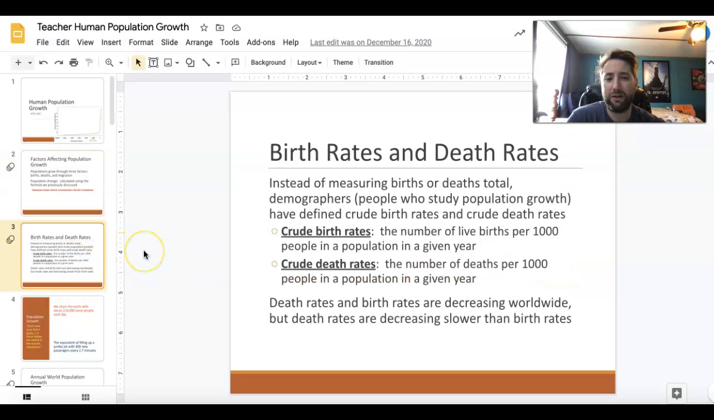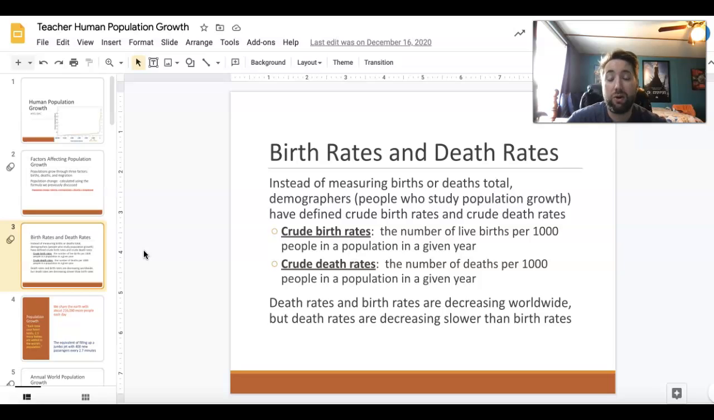So let's talk about birth rates and death rates. In a specific country, they are going to measure how many people are born every day and how many people die every day. But instead of doing a total number, demographers, which are people who study population growth, created two different rates to measure them. Crude birth rate, or CBR as you might see it abbreviated, is the number of live births per 1,000 people in a population in a given year. And crude death rate is the number of people that die per 1,000 in a given year.